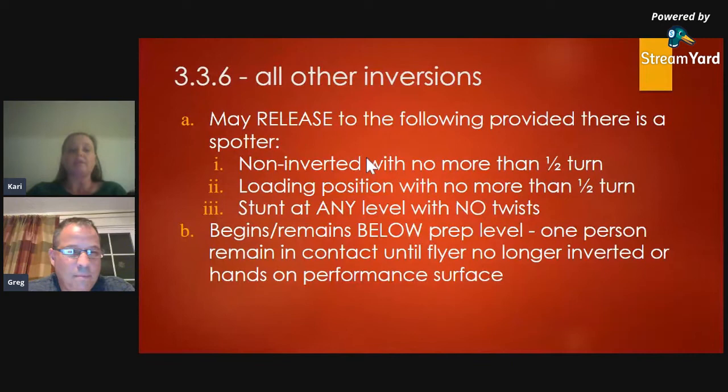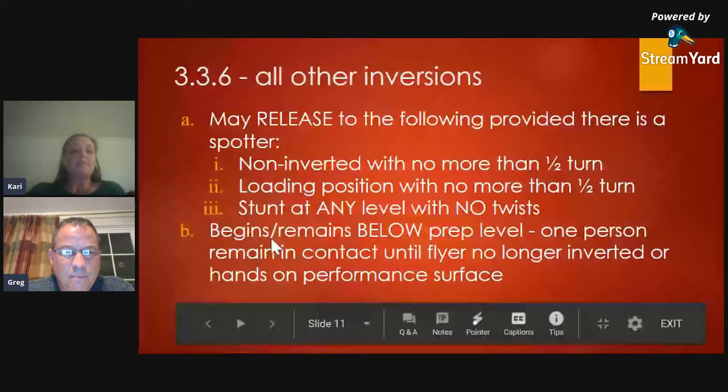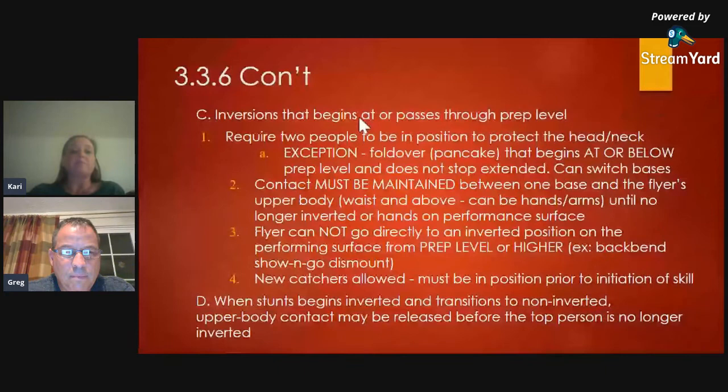Okay. Here's some more about 336, and this is about levels. This one was about releasing. B is about where it starts. So if it begins and remains below prep level, and then if it begins at or passes through prep level, there are different rules depending on where they start. So when you see an inversion, as a safety judge, you need to note down or at least think through: where did it start, where did it end, and did they release? That's going to help you work through the 336 rule to make sure that it's legal.